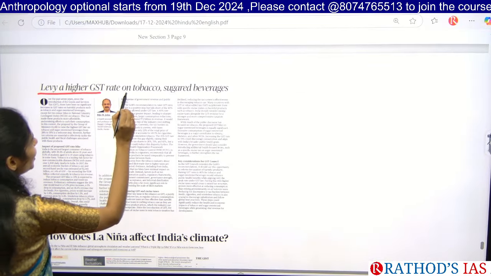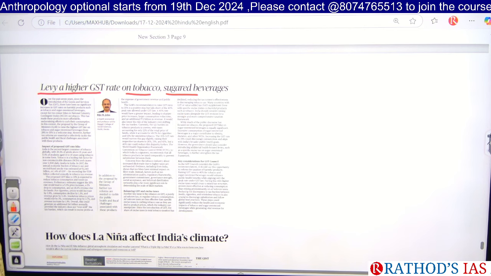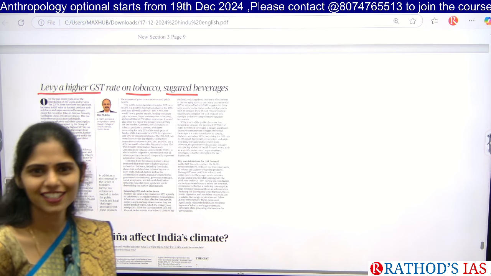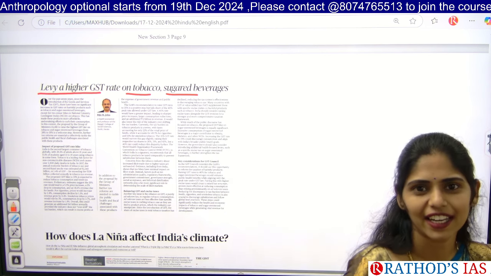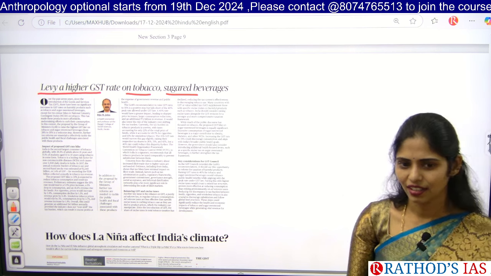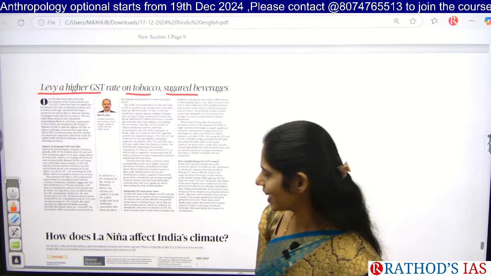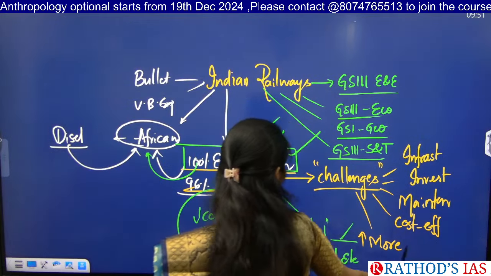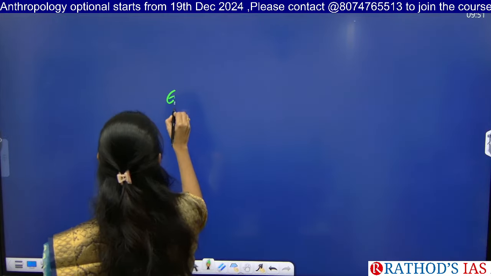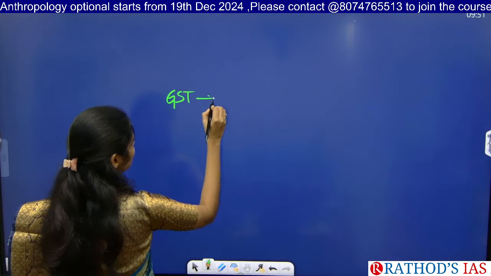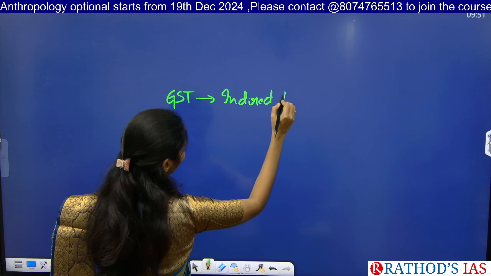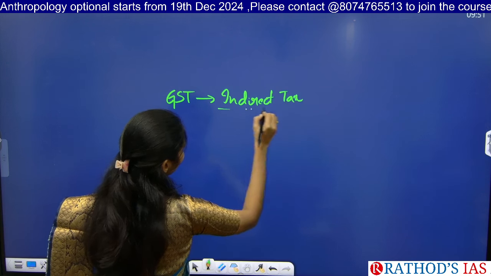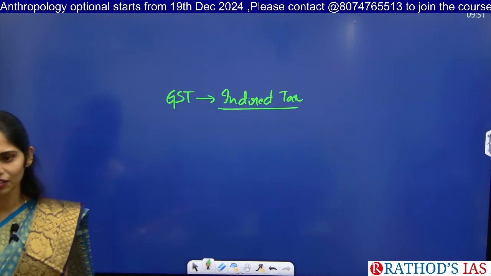Higher GST rate on tobacco and sugared beverages. So what is this GST? Goods and service tax. Is it direct or indirect tax? Indirect. Okay, GST is goods and service tax, which is an indirect tax. What is this indirect tax about? Why are we saying indirect?